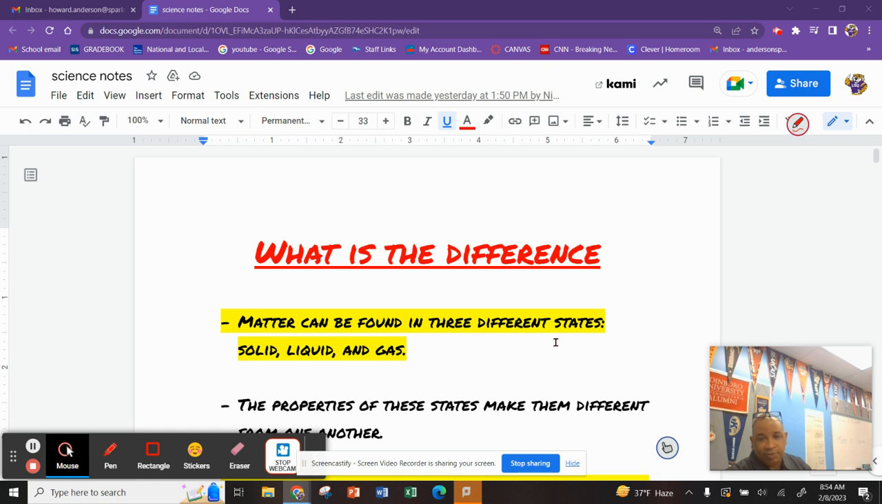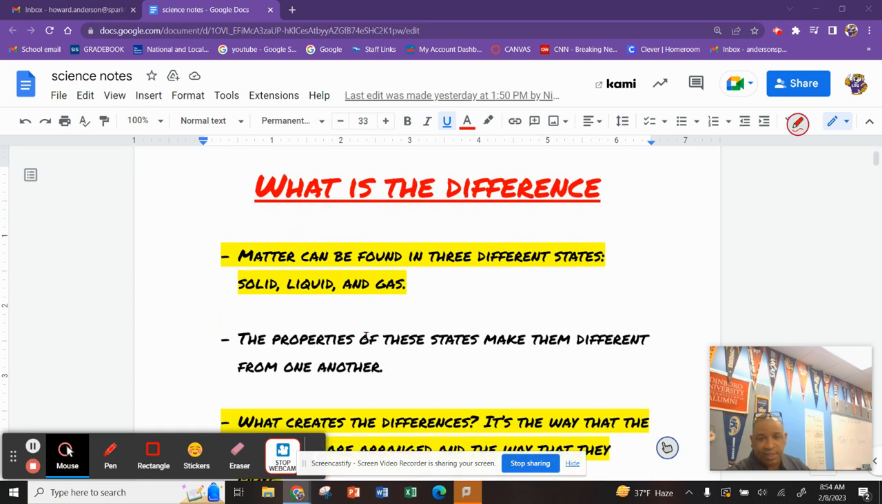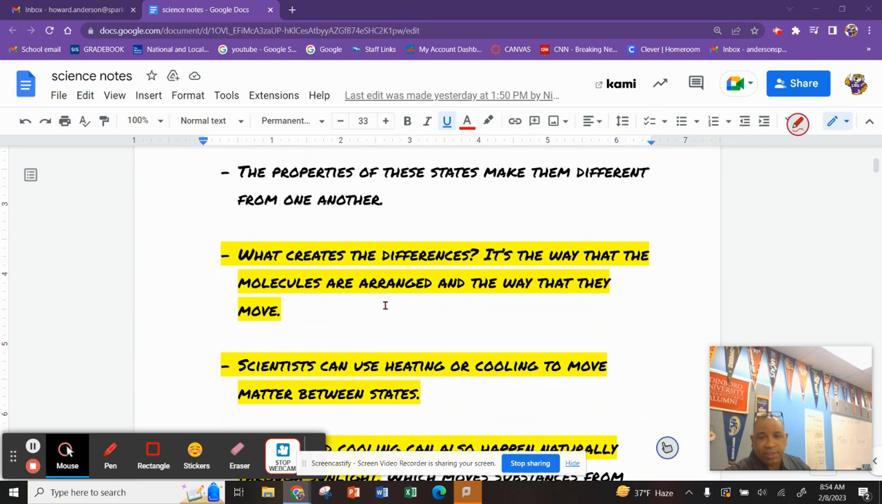All right, very first thing. Matter can be found in three states. Those states are solid, liquid, and gas. Make sure you know that. I can see that question very easily being asked on the test. Next thing down here. What's the difference? It's the way that the molecules are arranged and the way that they move. So a question could be, how are molecules different between each state of matter? The molecules are different because they're arranged differently and how they react against each other or towards each other.